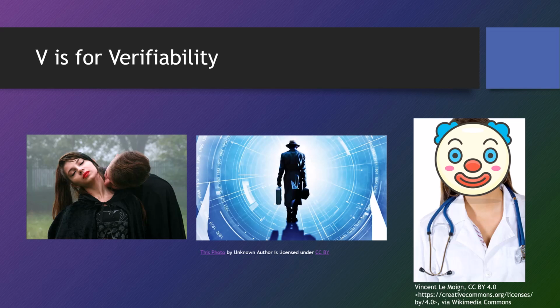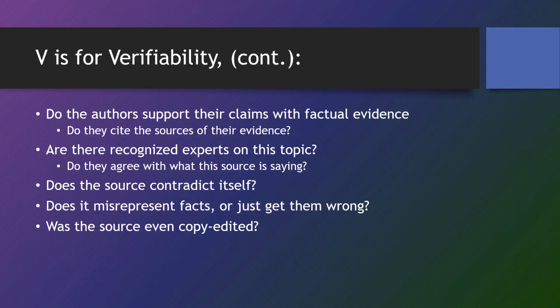So when we encounter information online in particular, it becomes crucial to be able to verify the things that are claimed. There are a couple ways to verify the accuracy of an information source. Do the authors of the source support their claims with factual evidence? Do they actually cite those sources so you can look them up? This is actually one of the reasons citations are so important, because without a way to check the facts of a claim, you'll have a much harder time verifying it.